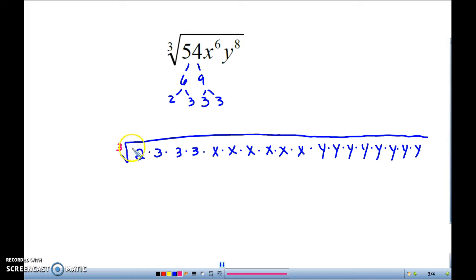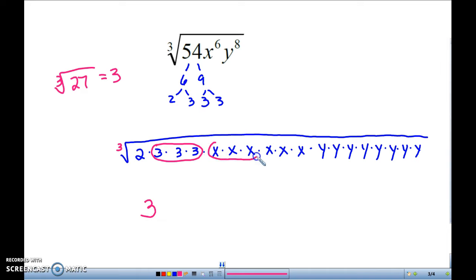Okay, so my index of 3 shows that a number can come out of the radical sign if I can make an identical group of 3. There's nothing you can do with the 2, but I have 3 3's here. If I put them together, it comes out of the radical sign as a single 3. Because the cube root of 3 times 3 times 3 is 27, and the cube root of 27 is 3.